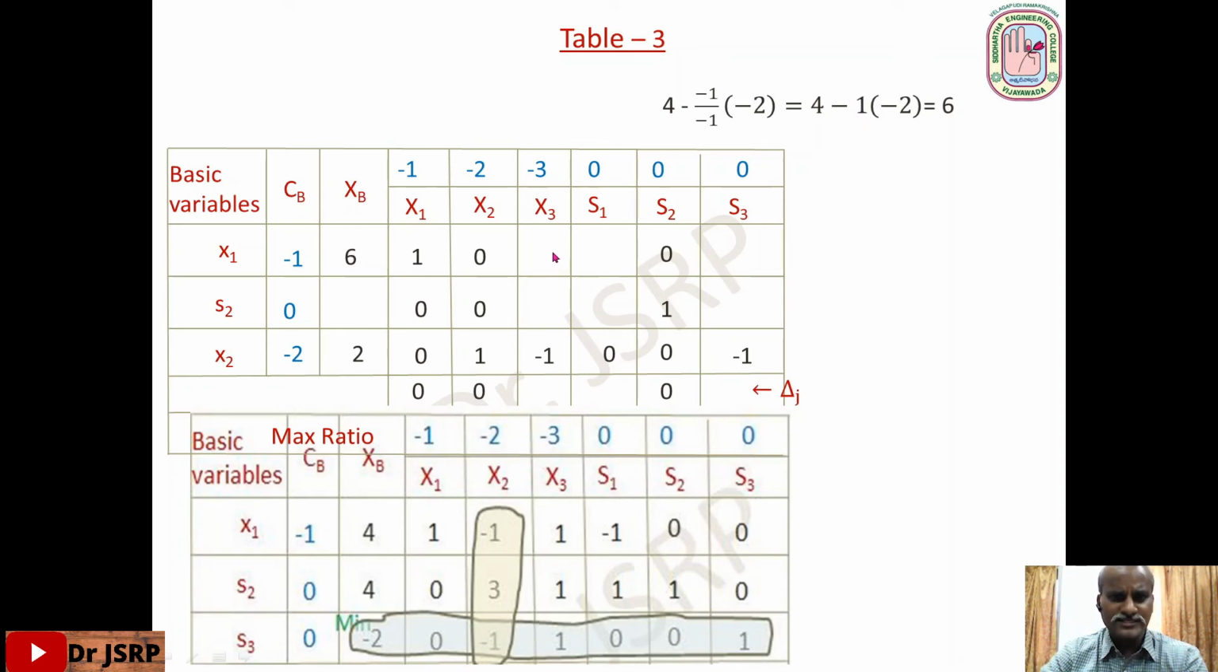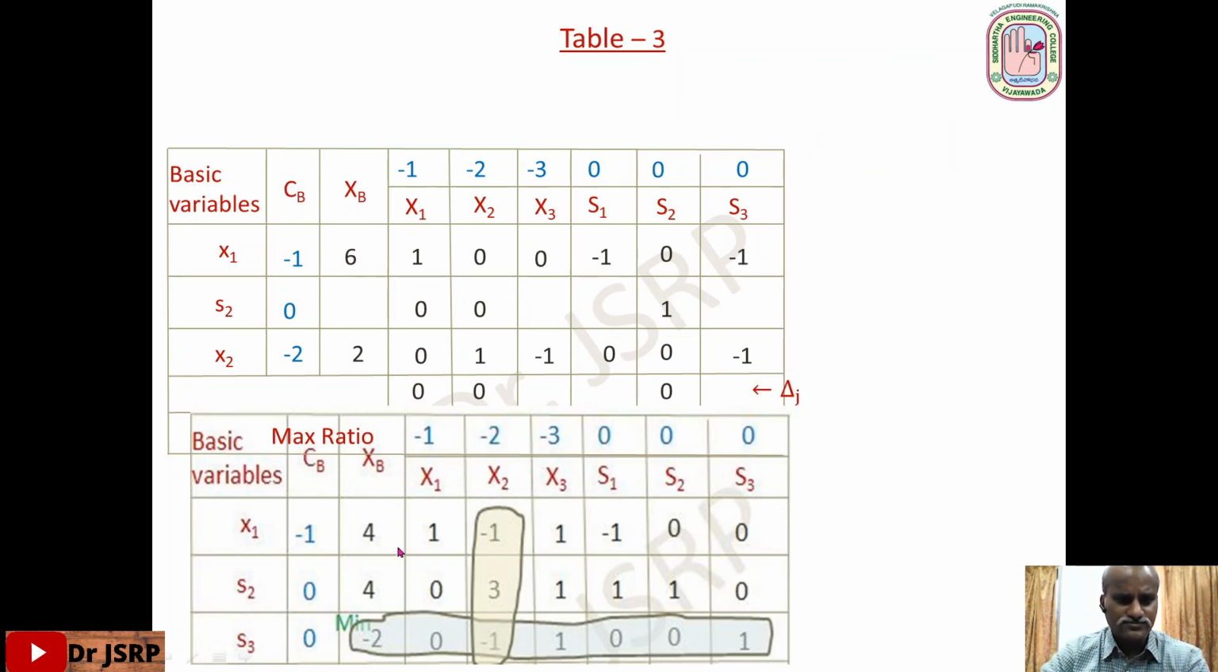To calculate the x3 value, the present value is 1. Just replace 1 here, 1 here. So 1 minus 1 into 1, so 1 minus 1, 0. To calculate S1, replace minus 1, 0. So minus 1 here, 0 here, 0 here. So minus 1 into 0, that is minus 1. For S3, replace 0, 1. 0 minus 1 into 1, minus 1. This is the first row calculation.